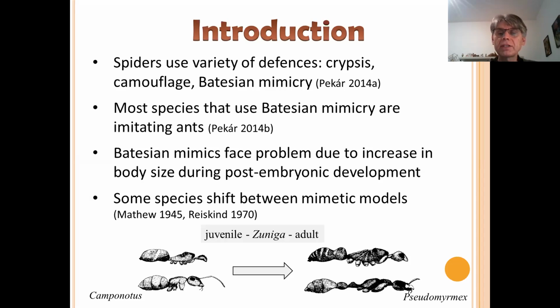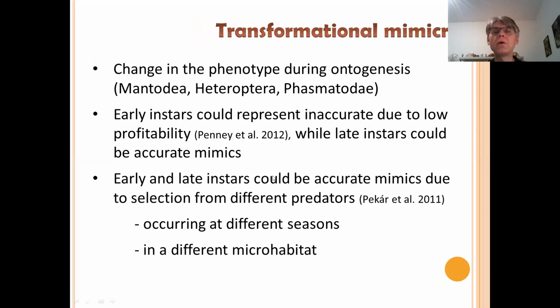They found that ant-mimicking spiders shift their models. Here you can see an example, a salticid spider of the genus Zuniga. When it's juvenile, it's imitating small Camponotus ants, and when it becomes adult, it shifts to another ant of the genus Pseudomyrmex. This shift in mimetic models has been coined as transformational mimicry.